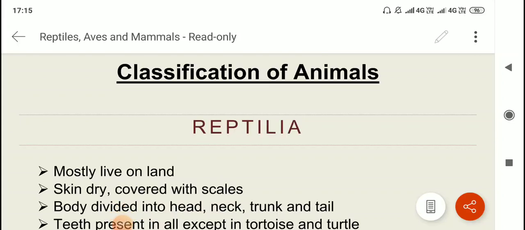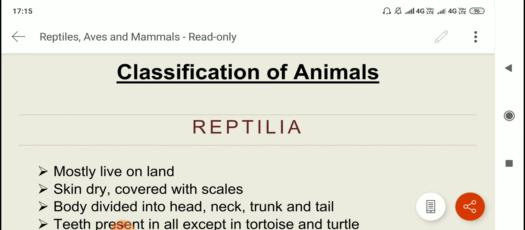Good morning, children. We were studying classification of animals and we studied the classification of vertebrates and we did the general characteristics of pisces and amphibians. Today we will start with reptilia. So let us first see what the common characteristics of reptiles are.